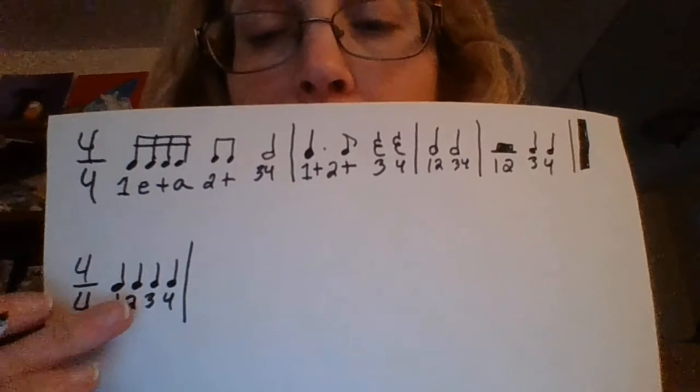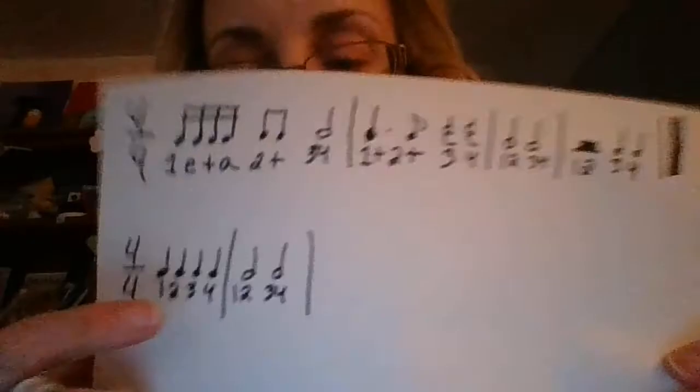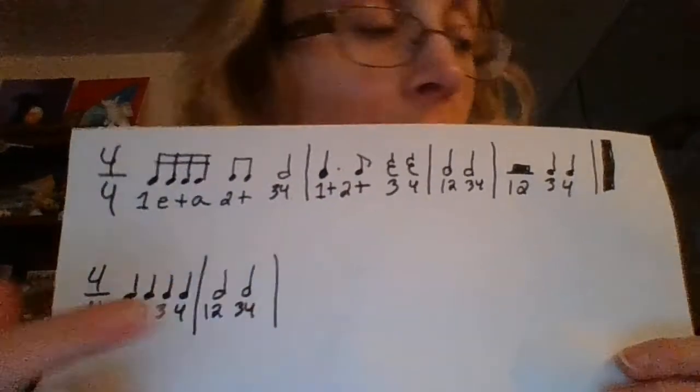4 quarter notes, and you label them 1, 2, 3, 4. Remember, the 4 means 4 counts in a measure. It doesn't mean 4 notes in a measure, it means 4 counts. Next, I'm going to make a measure using 2 half notes. And this is what it looks like. 1, 2, 3, 4. And then I'm going to use a measure using 4 quarter rests.